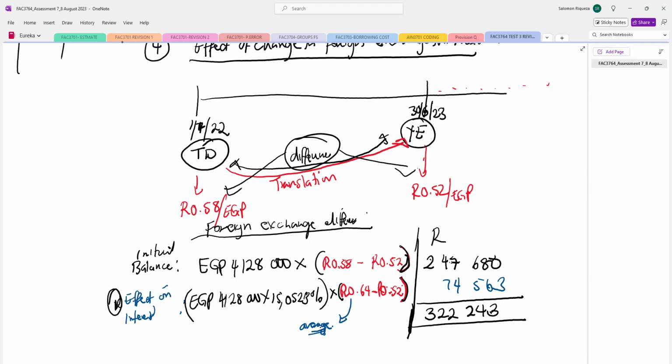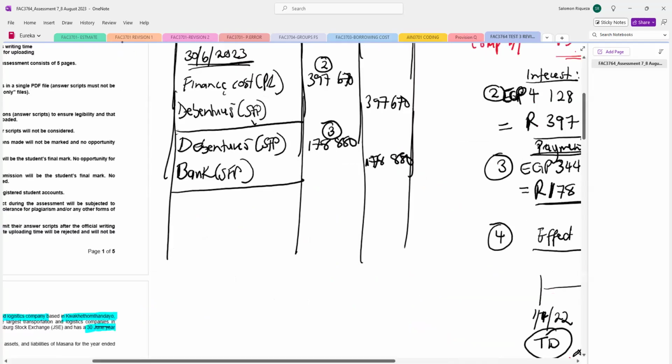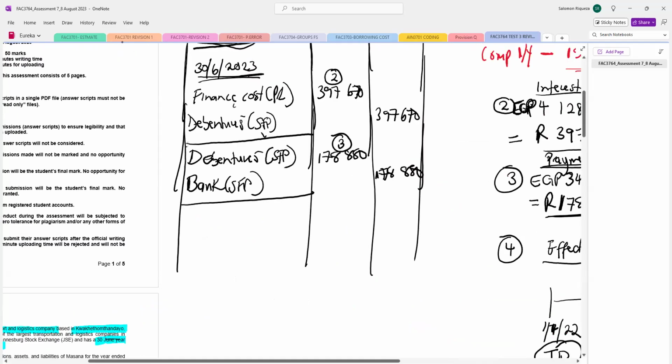In comparison to the time it was on the 15th of July 2022, it has gone down. It is a benefit for us. Therefore, this is a foreign exchange gain. So I'll come here. My debenture has gone down, so I'm going to debit my debenture with this value.